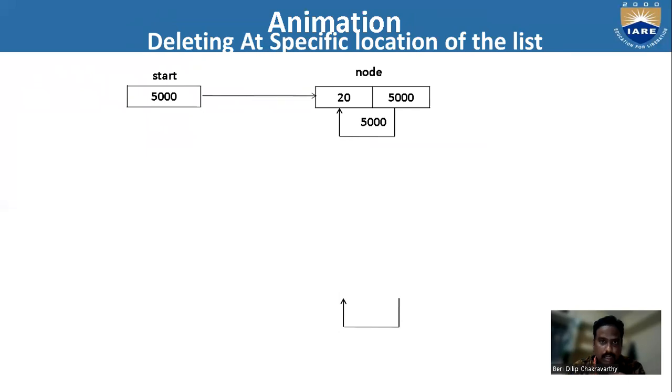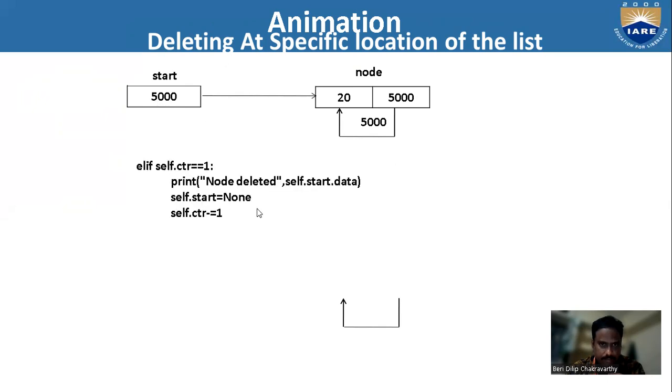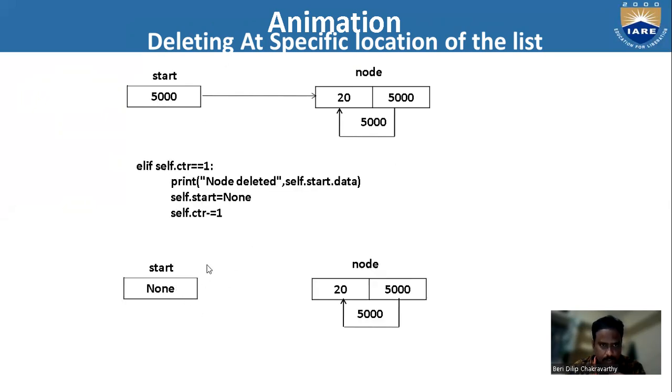Deletion at a specific location of the list. Observe here, if there is only one node in the list, I just simply delete this. So here I'll be getting none. I just deleted only one node.